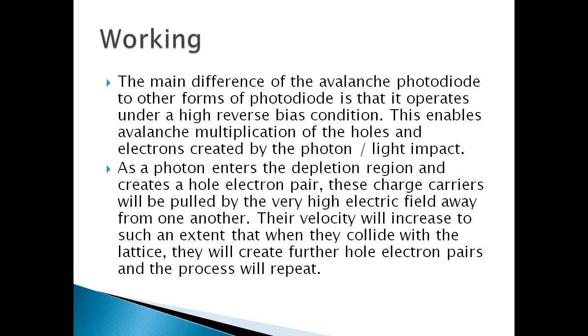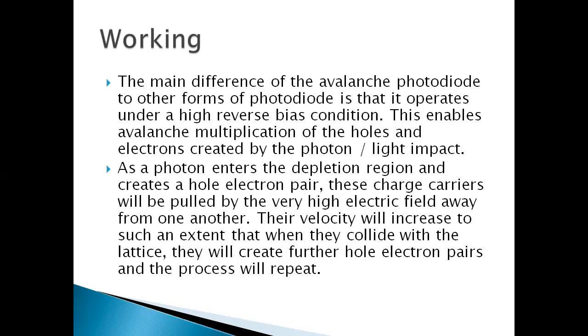So as the photon enters the depletion region, it creates electron hole pairs. How? Due to transfer of energy from the photon to the ion, electrons excite from lower energy levels to higher energy levels. With sufficient energy, that electron becomes free, creating holes. Hence, electron hole pair generation happens. These charge carriers will be pulled away from one another by the very high electric field. Due to reverse biasing, the produced electron hole pairs get attracted towards the terminals of the battery.